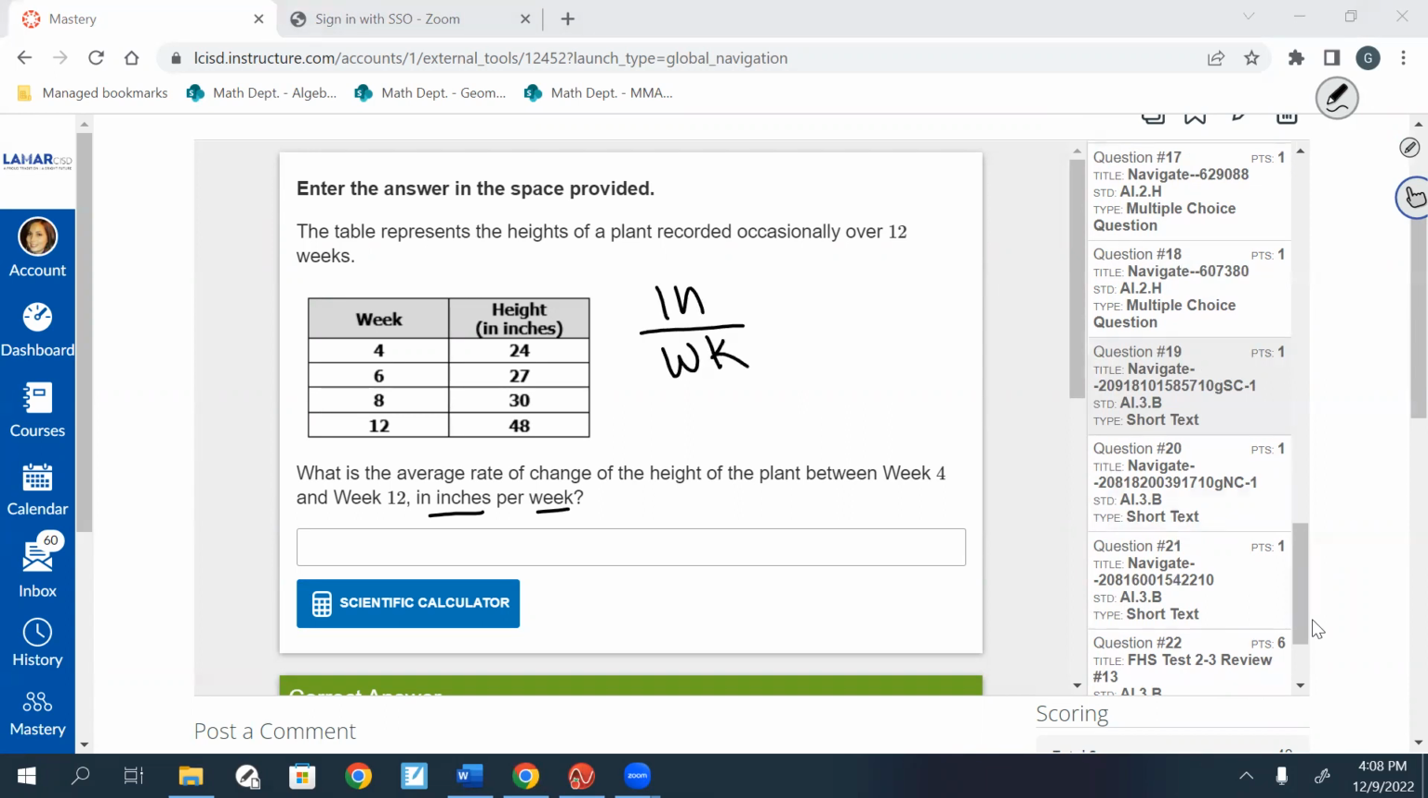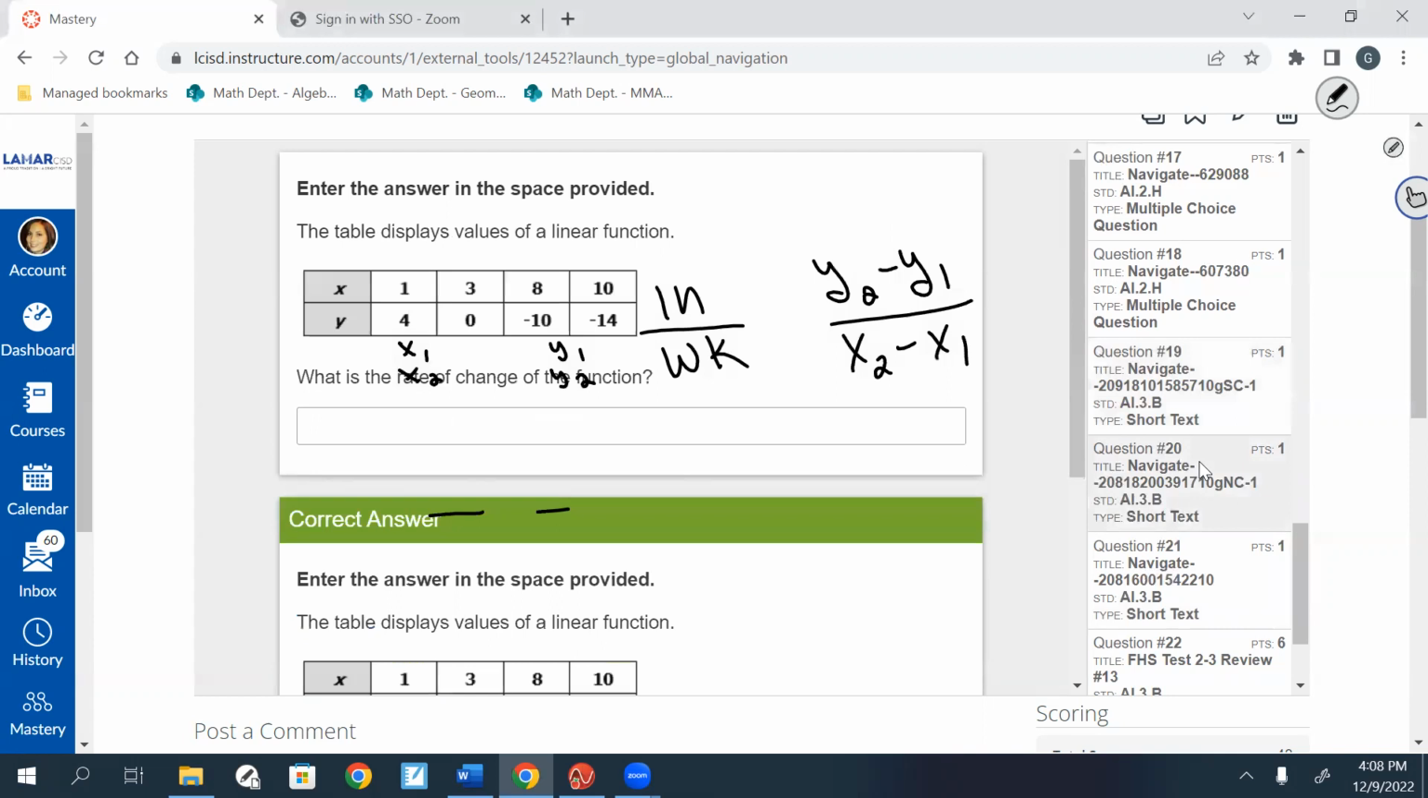So you're just going to go here and label Y1 and Y2, and then X1 and X2, and you're going to put that in your slope formula. So Y2 minus Y1 over X2 minus X1. And just type that in your calculator, and there you go. So that one's kind of a little bit of a review from part 1.